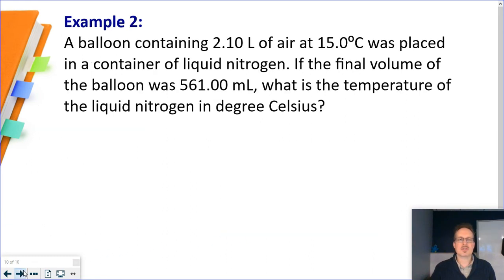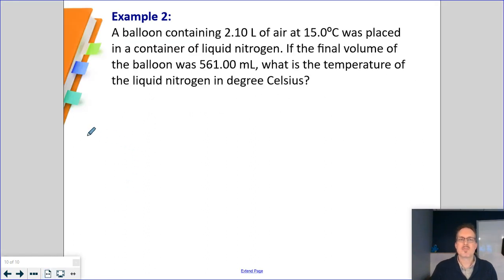I would like you to try this question and pause the video, go back and check your work when you're ready to check over your answer with me. So I have V1 equals 2.10 liters. T1 equals 15 degrees Celsius. V2 equals 561 milliliters. And T2 is what I'm trying to find.